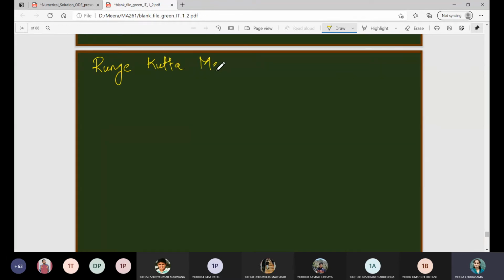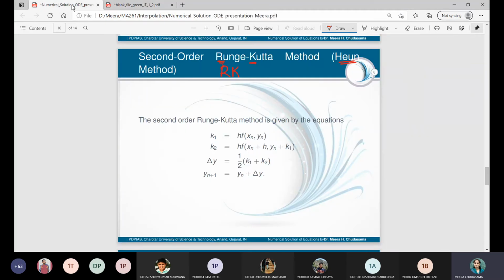So of course, right now we will consider second order. So we are given the initial value problem, dy by dx is equal to some function of x and y, right? And the initial point we are given, x0 and y0, that means y at x0 is y0.